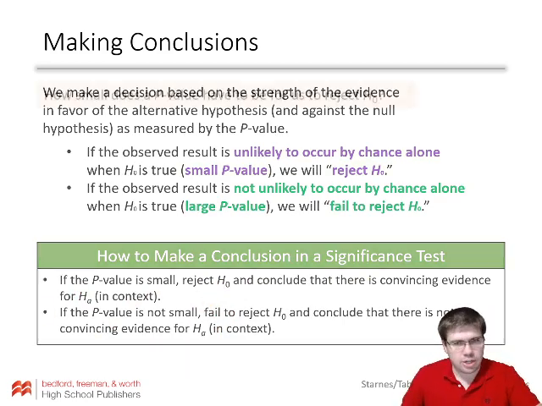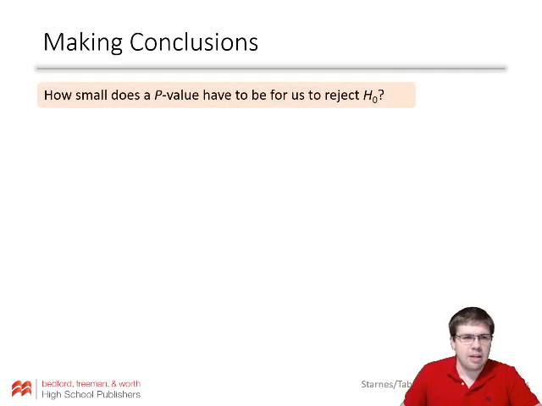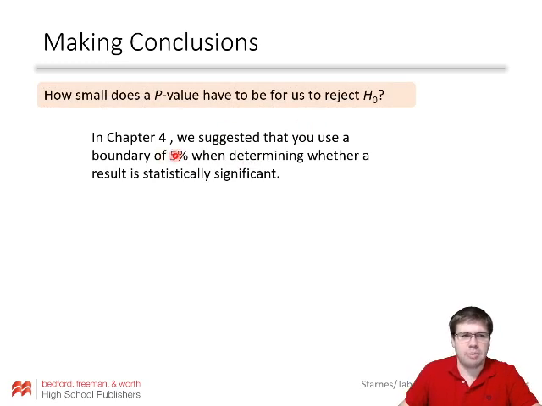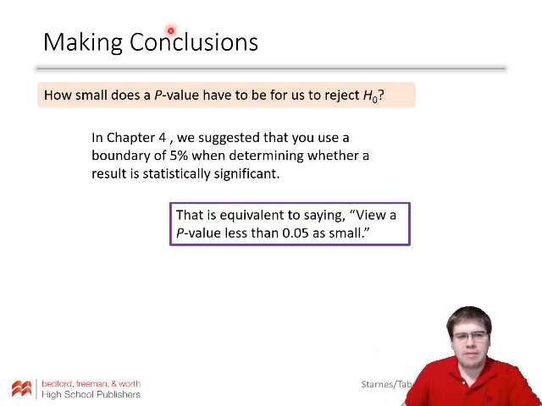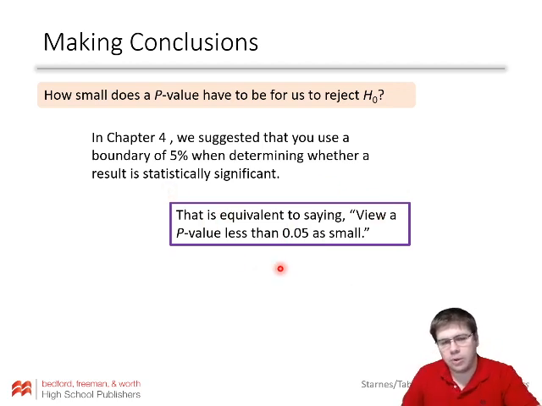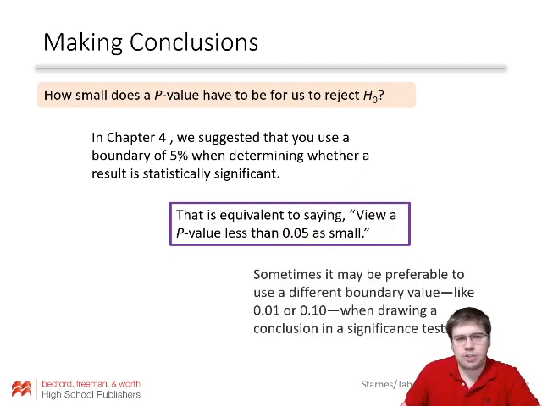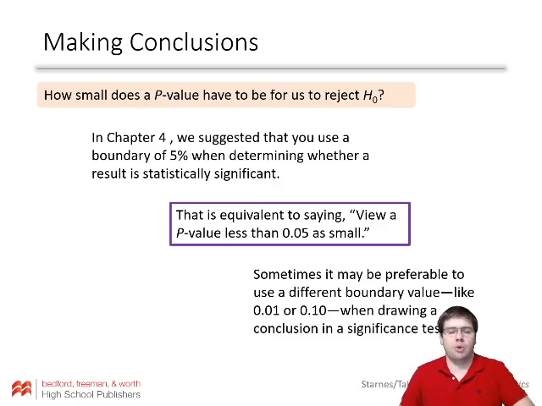So there's that question: how small does the p-value have to be for us to reject the null hypothesis? Way back in chapter 4, we suggested that you use a boundary of 5% when determining whether the results are statistically significant. This is equivalent to viewing a p-value of less than 0.05 as small. That is a very common rule. If something happens less than 5% of the time, that's pretty unlikely. But you might choose other thresholds for what's unlikely. Sometimes it may be preferable to use a boundary value like 1% or 10% when drawing conclusions, if you want to be really sure, or so on.